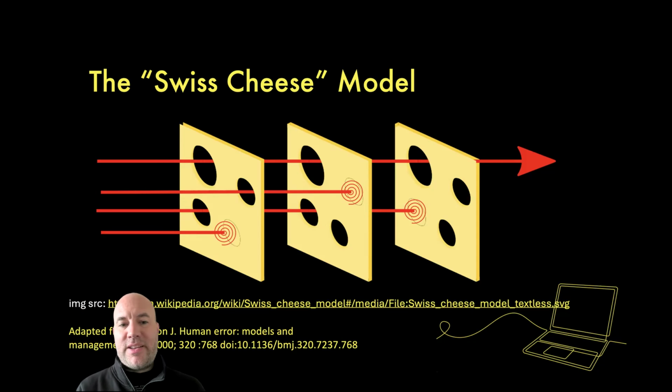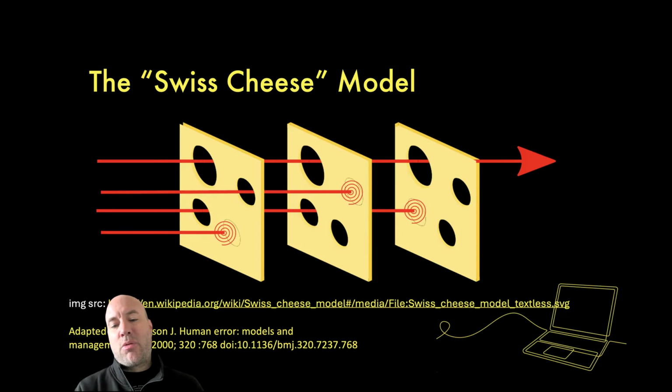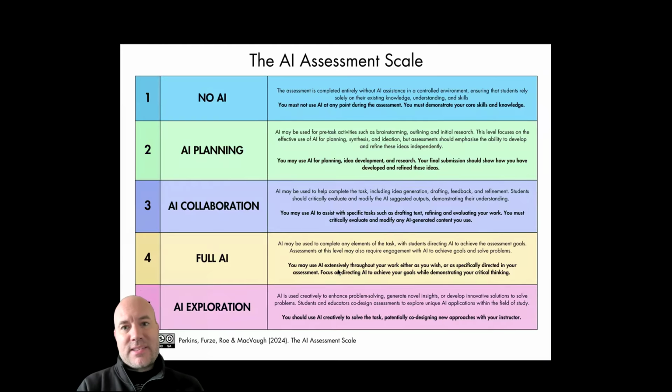It would certainly be very difficult for a student to just cheat their way through an entire unit from one end to the other. So I want you to hold this Swiss cheese idea in mind, and then I'm going to talk about our AI assessment scale and the implications of this for those Swiss cheese assessments.